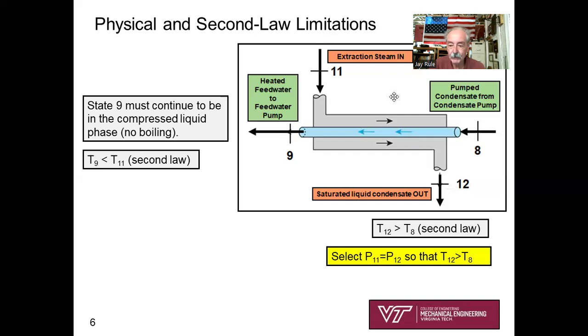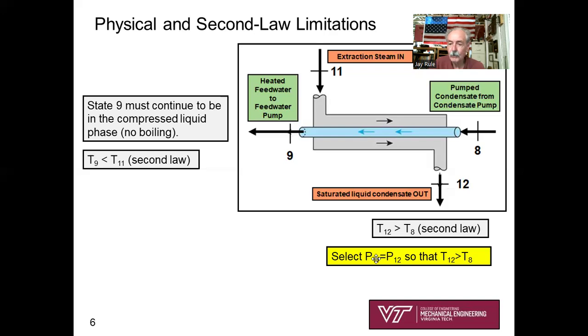Okay, another one. Let's see, what else do we have? We've got extraction steam coming in on the outlet side. Do you see that this temperature, T12, the temperature of the condensate, has got to be a bigger number? It's got to be hotter than T8. You can't cool your condensing steam down below the temperature of the feedwater coming in. So T12 is greater than T8. That is a second law limitation.